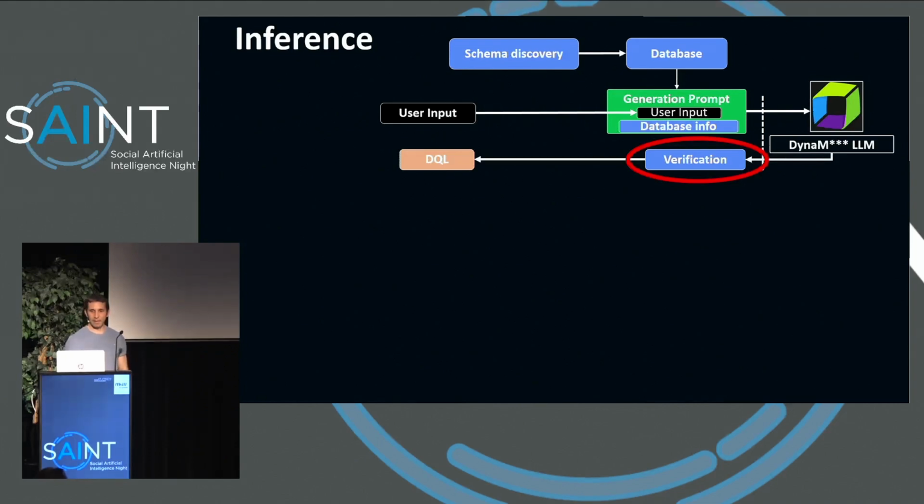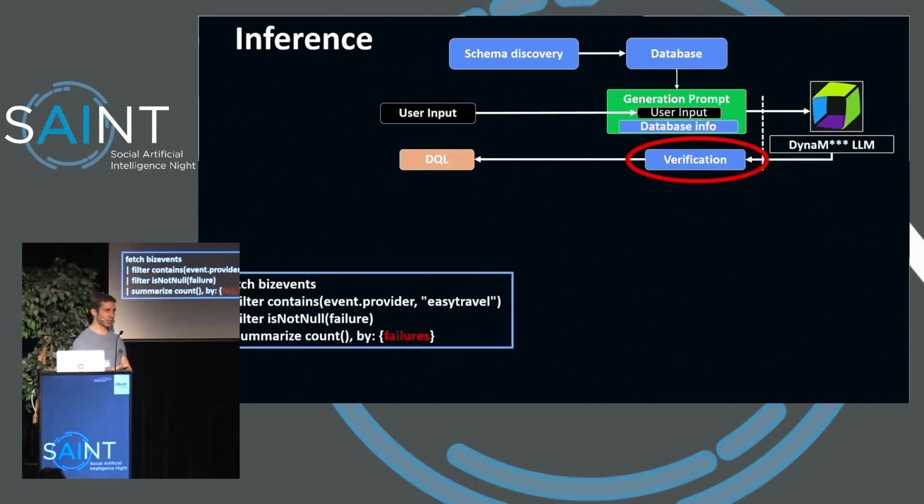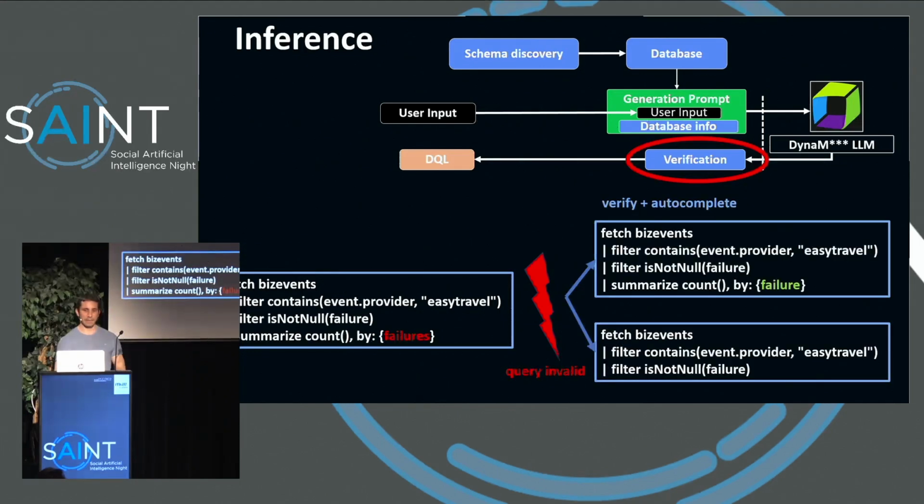Finally, we have this verification step. So what happens here? Imagine the query is just not right. There's a typo here. There's an S too much. If we find such a query, we validate each query. We check if it executes. If it does not, then we correct it in an automated way. That's using a mixture of our verify and of our autocomplete endpoints. With that, we try to get it to something that is valid.